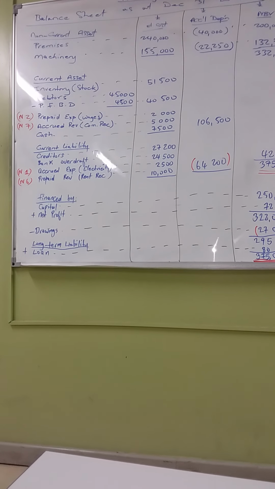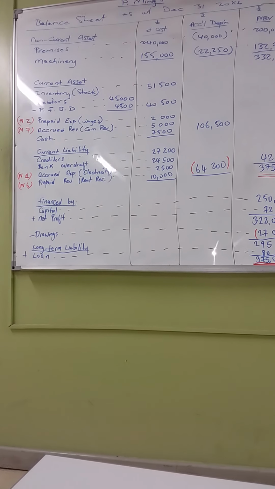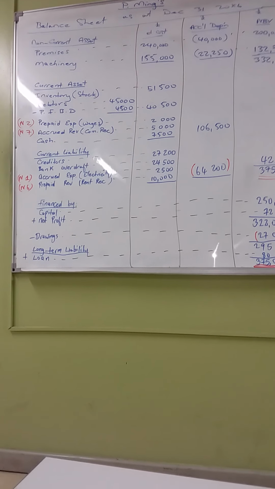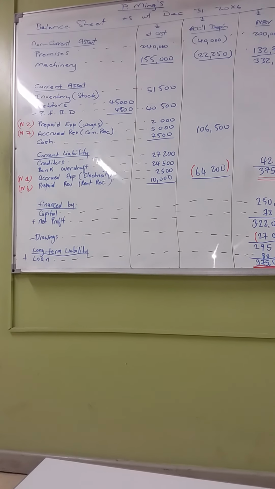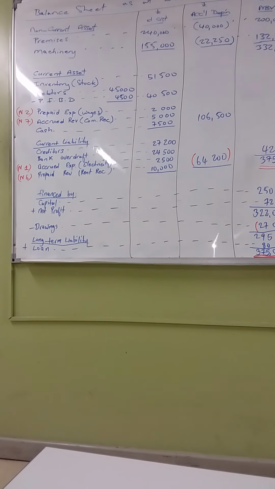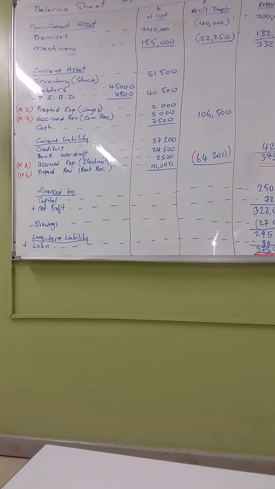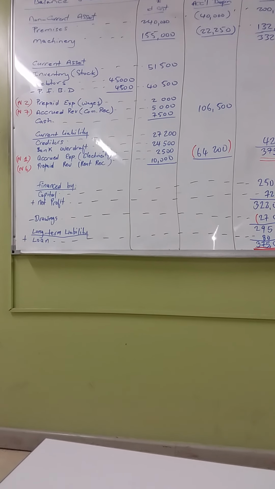Then followed by our cash. Usually we would have put our bank there before our cash. But if you look at the trial balance in the question, you realize that the bank balance was on the credit side. The fact that the bank balance was on the credit side means that it's an overdraft. So it cannot be placed under your current assets because it's a liability. So you insert your cash balance.